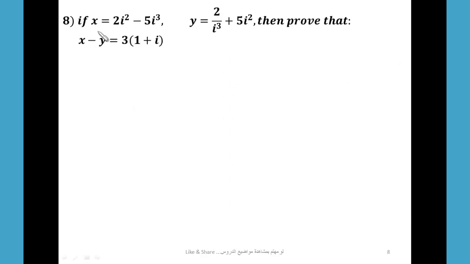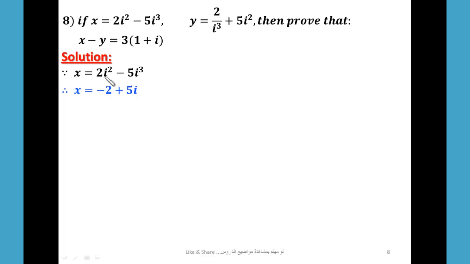Question 8. If x equals 2i to the power 2 minus 5i to the power 3, and y equals 2 over i to the power 3 plus 5i to the power 2, then prove that x minus y equals 3 multiplied by (1 plus i). Solution. First we simplify x. Since x equals 2i squared minus 5i cubed, and i squared equals negative 1 and i cubed equals negative i, x equals negative 2 plus 5i.